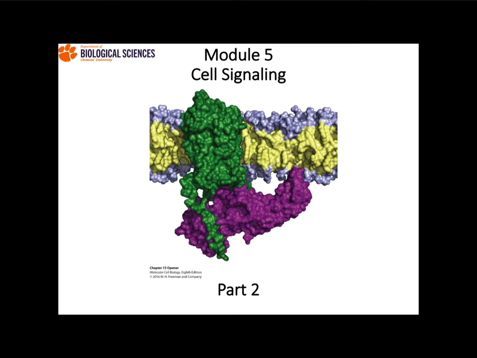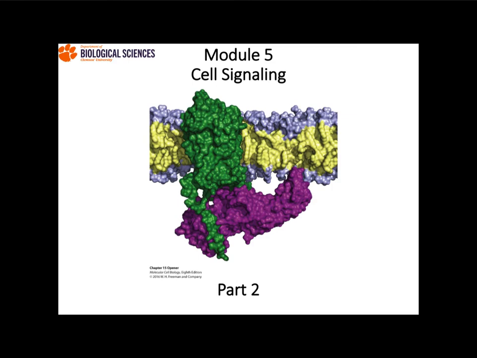Module 5, Cell Signaling Part 2. So in the first part of our discussion, we looked at cell signaling in general, the general aspects of cell signaling. We looked at hydrophobic signaling molecules, and we ended with a discussion on G protein coupled receptors that could either interact with stimulatory G proteins to activate adenylyl cyclase or inhibitory G protein that could inhibit adenylyl cyclase.